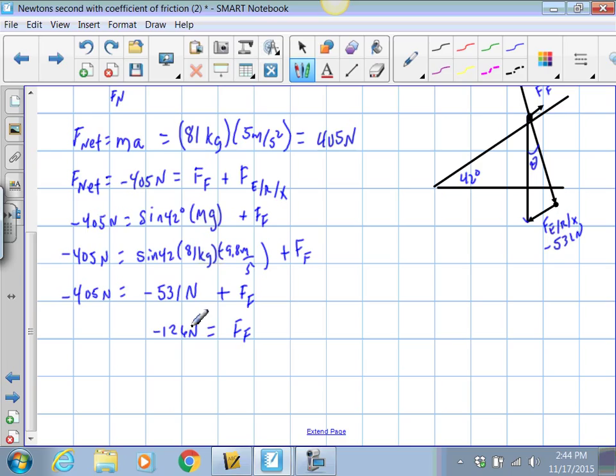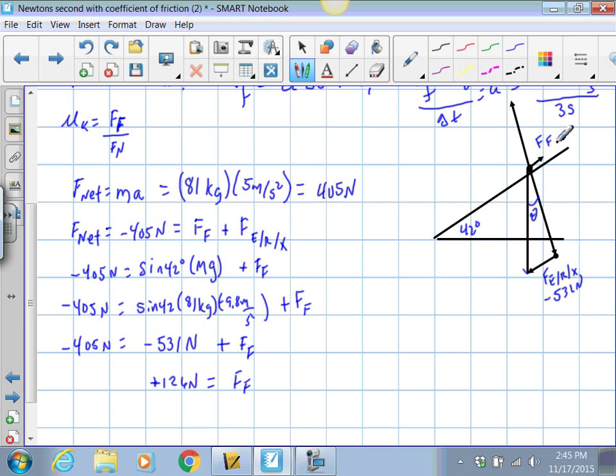Yeah, I have a sign reversal. Whoa. 405. So that should be a positive 126. Okay, so we've got 126 newtons up the ramp.